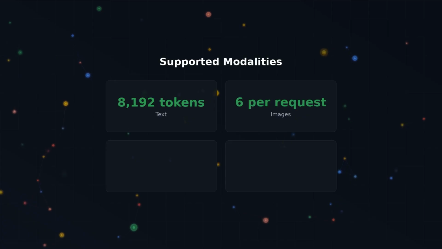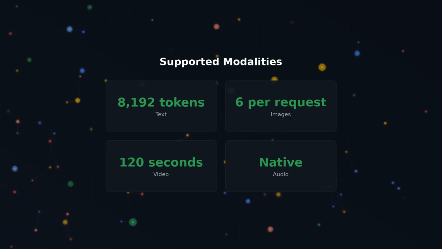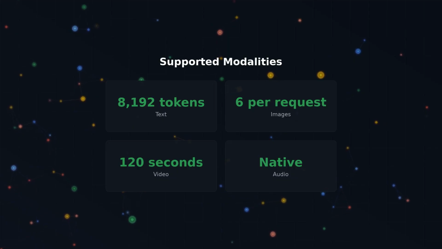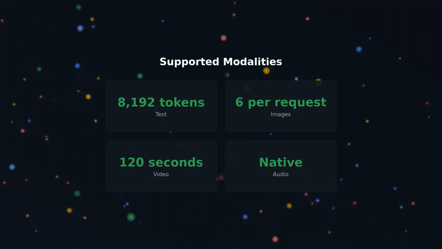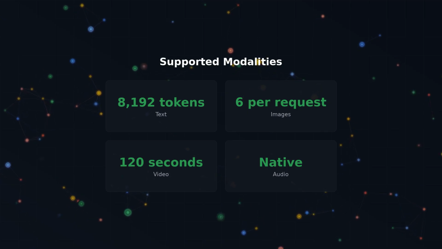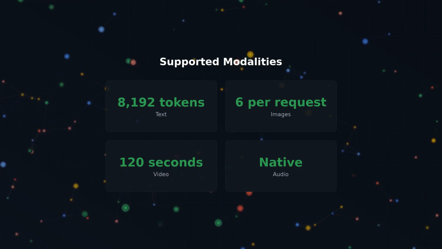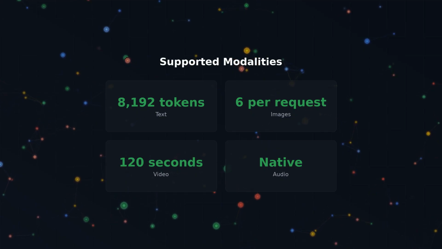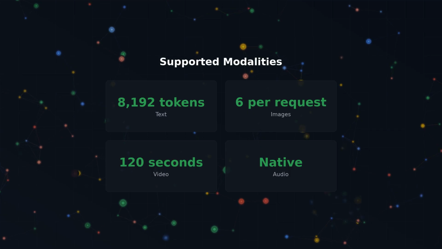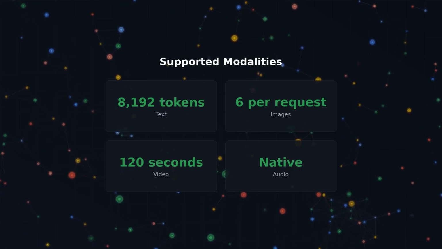Here's what the model can process. Text with an expansive context window of up to 8,192 input tokens. Images, up to 6 images per request, supporting PNG and JPEG formats. Video, up to 120 seconds of input in MP4 and MOV formats. Audio, natively ingested and embedded without needing intermediate text transcriptions. And documents, directly embed PDFs up to 6 pages long.